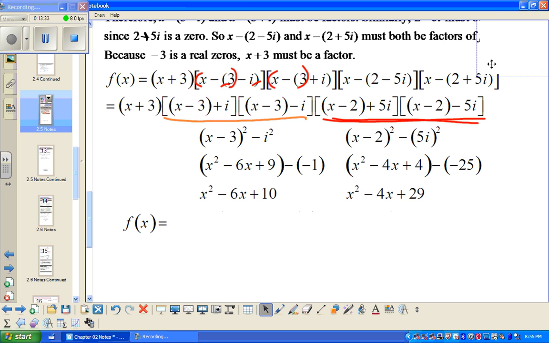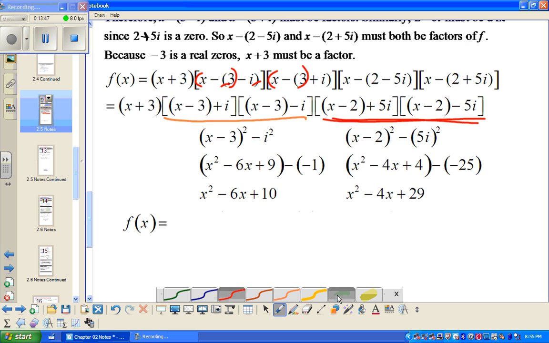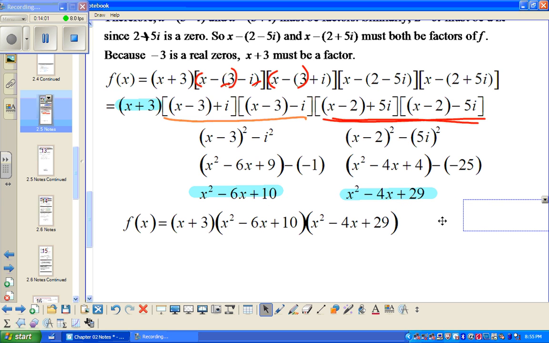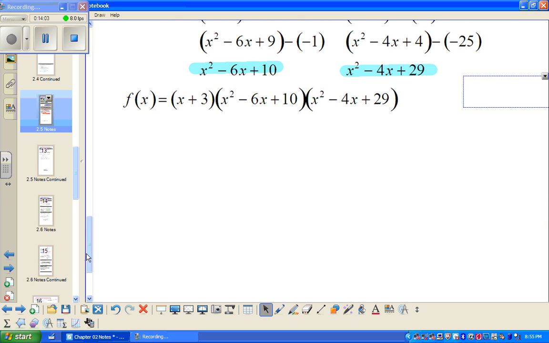Is this what you got? Now, it's going to be just basic algebra, and you're not even dealing with complex numbers anymore. So this next statement, I'm going to bring down everything we found. x plus 3 times x squared minus 6x plus 10 times x squared minus 4x plus 29. Now you start multiplying those out.